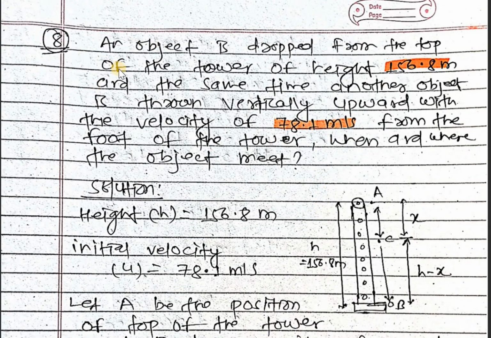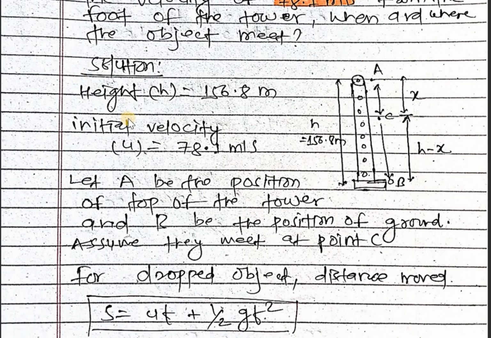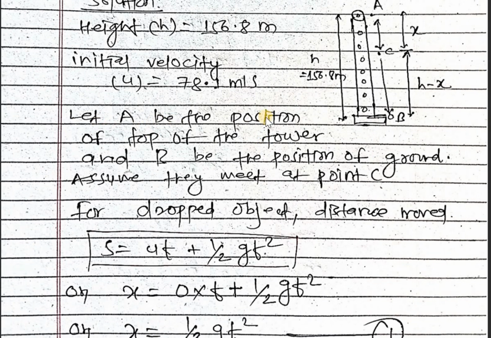And next problem is an object is dropped from the top of a tower of height 156.8 meter, and at the same time another object is thrown vertically upward with a velocity of 78.1 meter per second from the foot of the tower. When and where do the objects meet? This is the tower, and let's see. Height equal to 156.8 meter. Initial velocity u equal to 78.1 meter per second. Let A be the position of the top of the tower, and B be the position of the ground.